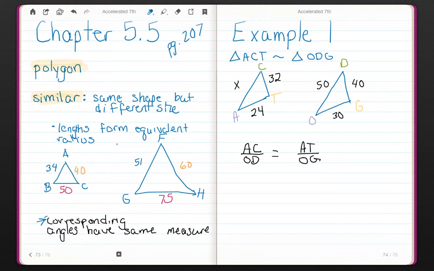So how do I know if they have equivalent ratios? Or how do I find out what's missing? Let's take a look at example 1. This means triangle ACT is similar, that's what this wavy line means, to triangle ODG. Notice that the letters are in the same order, moving the same way around the triangle. So ACT, ODG. I even color-coded it, showing that angles A and O are the same, angles T and G are the same.